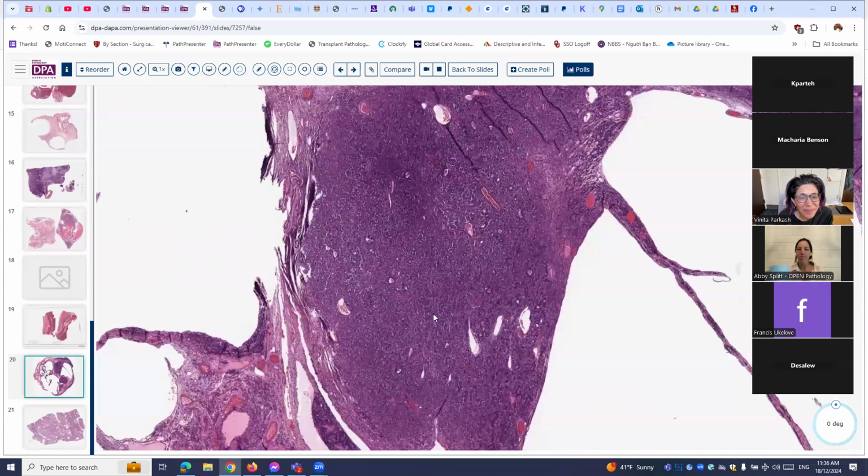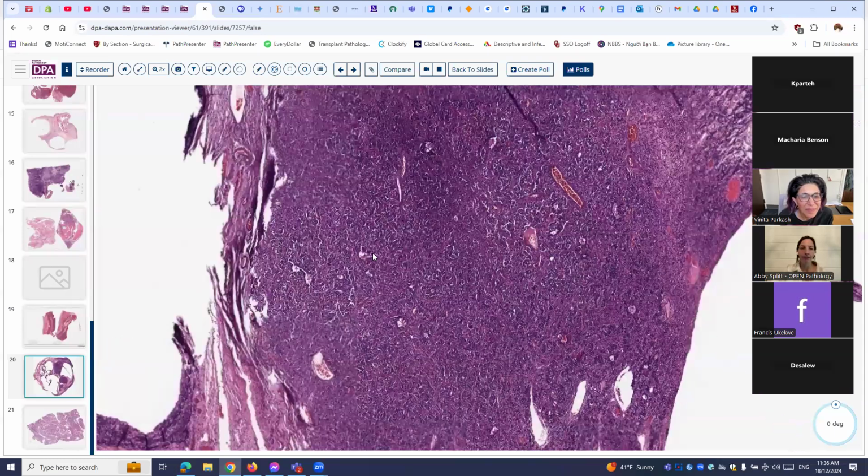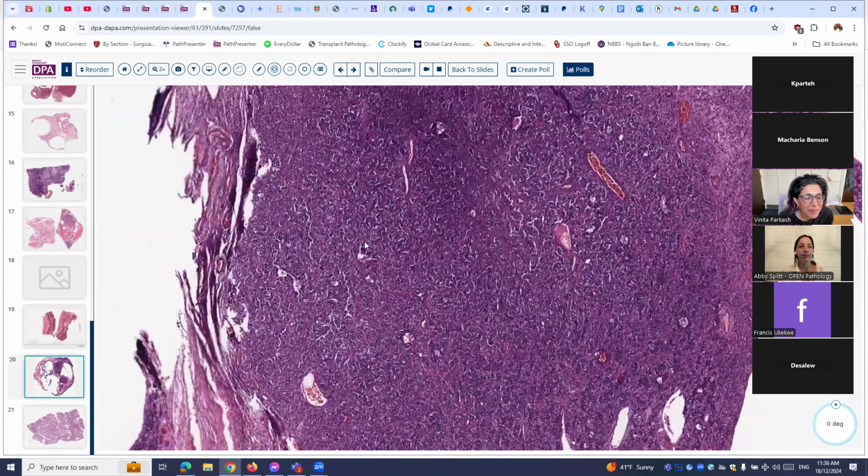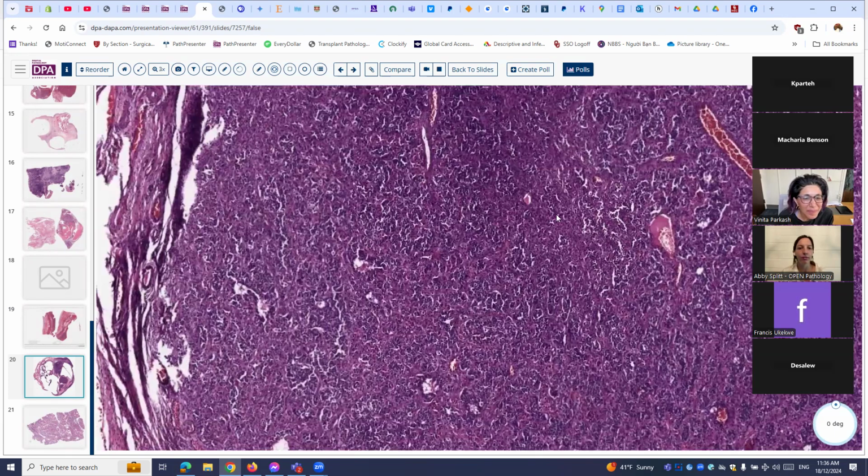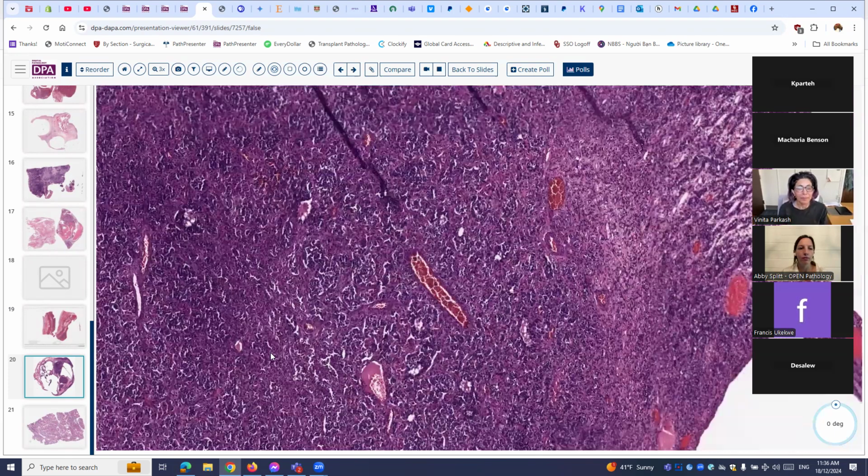I'm not focused on the solid areas. Can you give me a higher quality image? Yeah, I'm trying to find a good area here.